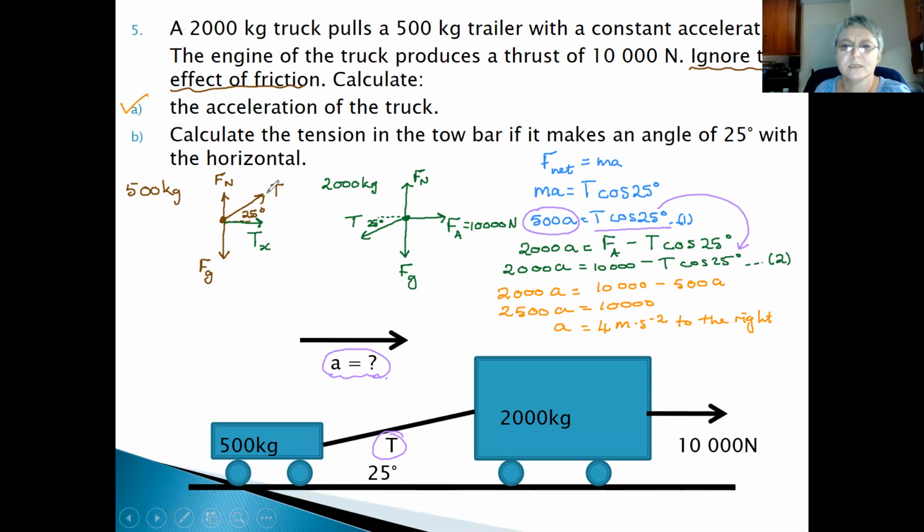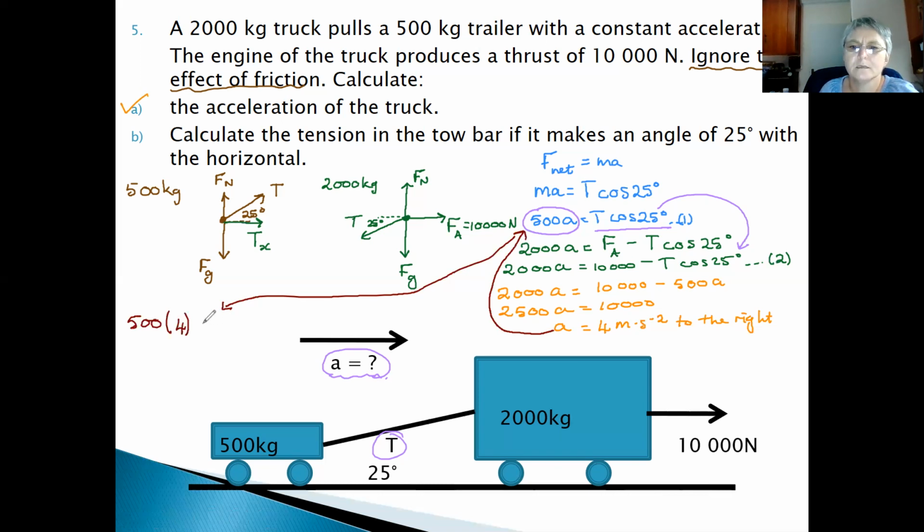Now they want us to calculate the tension. To calculate the tension, I am going to substitute the acceleration into equation 1. I'm going to do that here. So this value for acceleration, I'm going to substitute into equation 1 there. I'm going to write it down here. So 500 times 4 equals T cos 25. So T would be 2000 divided by cos 25. And I get the following answer, 2,206.76 newtons.